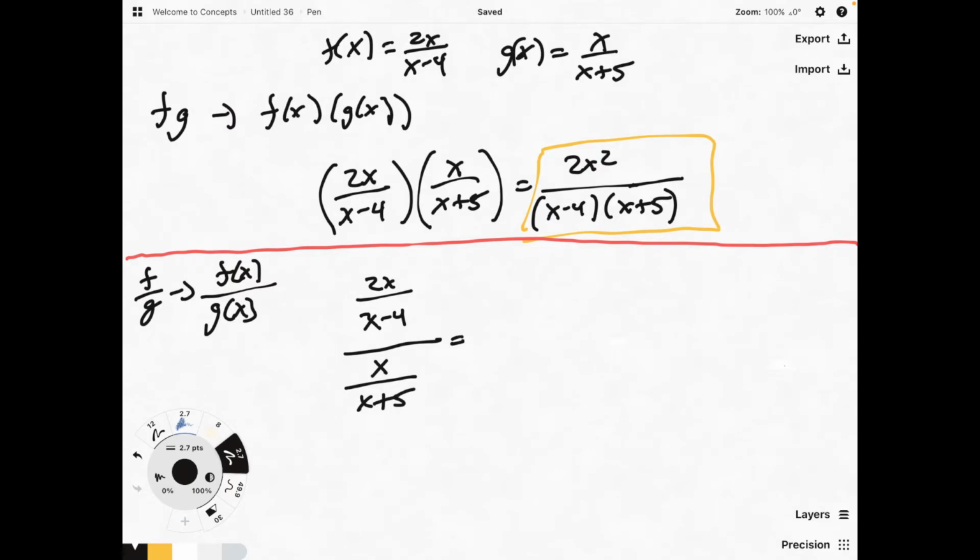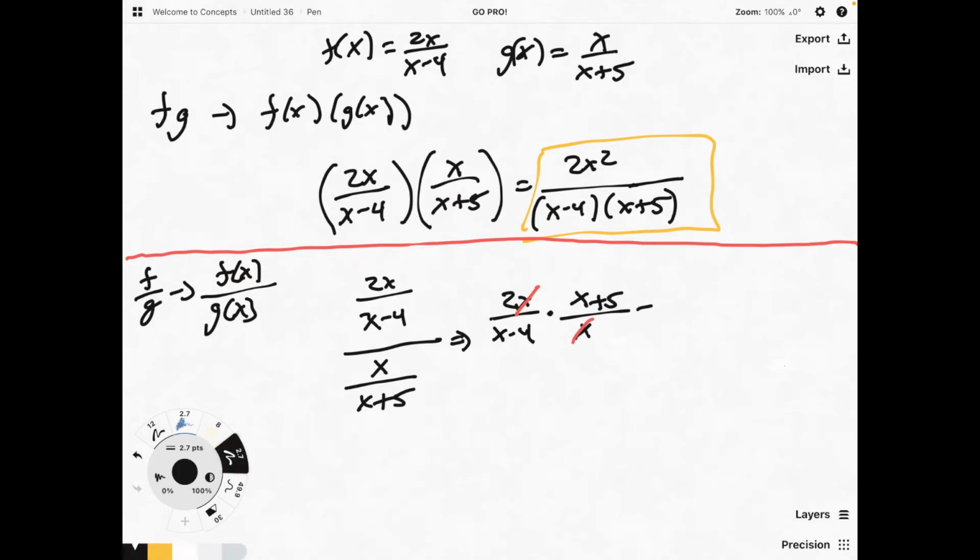From here, we can use our rules of dividing fractions, and this is going to be 2x divided by x minus 4 multiplied by x plus 5 over x. We see here that the x's cancel out because this is now multiplication. We see that we have the same thing in the numerator as we do in the denominator, so we can cancel those out, making our multiplication easy.